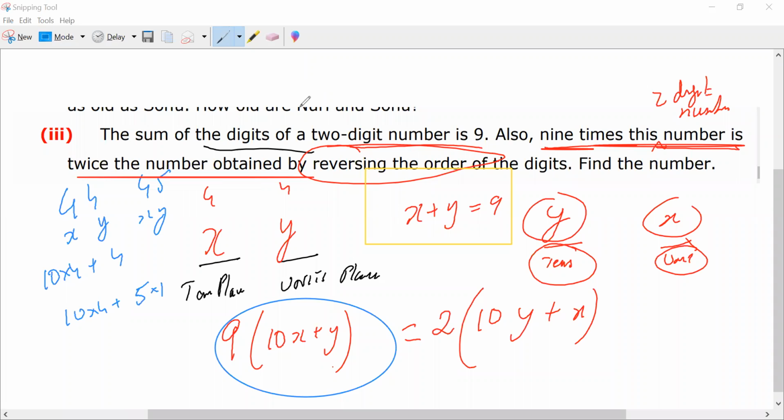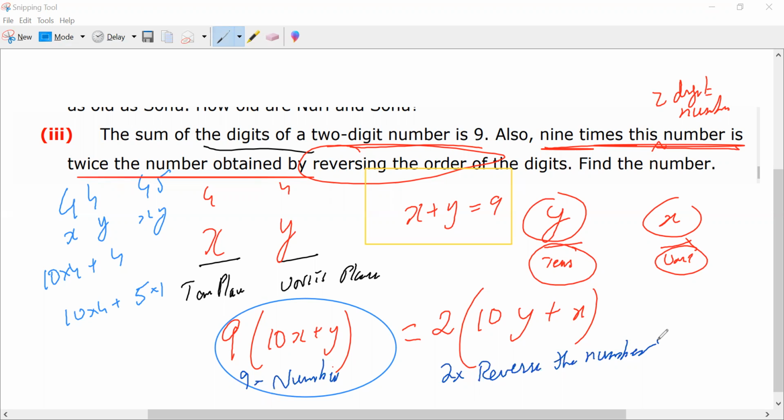Correct? Now we have to solve this particular logic. So basically this is 9 into the number plus 2 into the reversed number. This is the logic they told in words. Whatever they told in words, we're just representing in terms of variables and numbers.